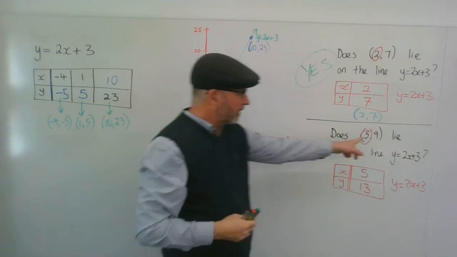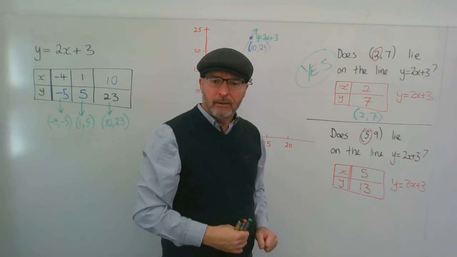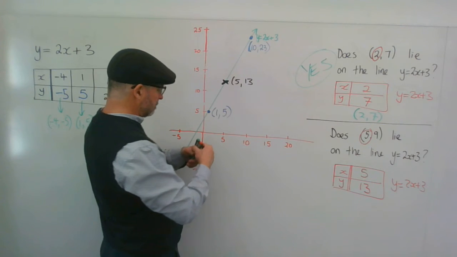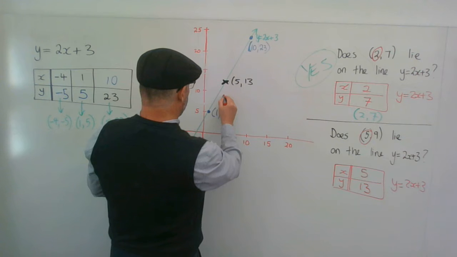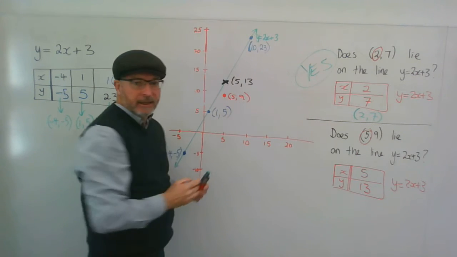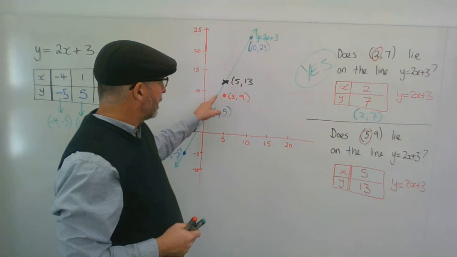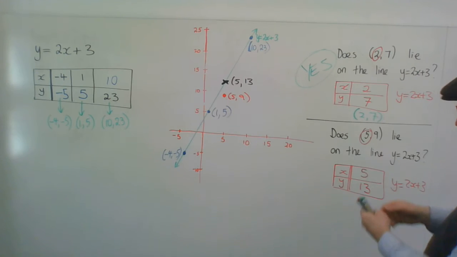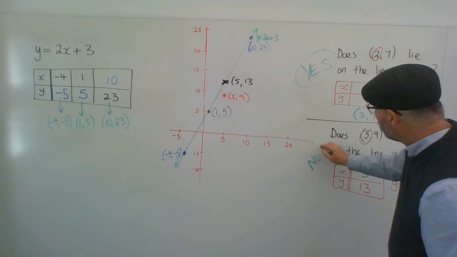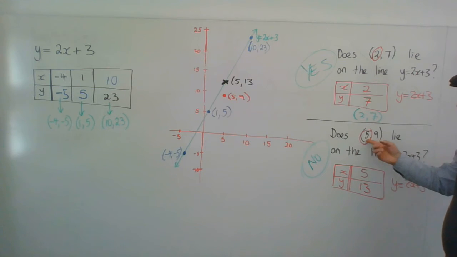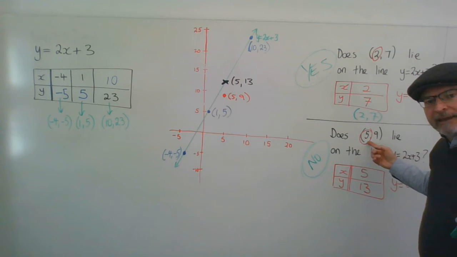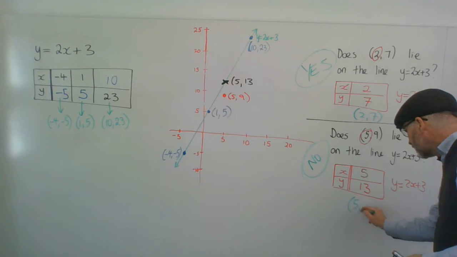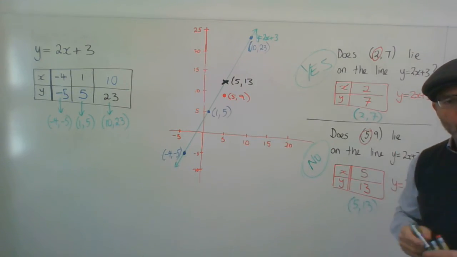5, 9 that they asked me about does not lie on the line, because when I put 5 in, I don't get 9, I get something else. 5, 9 is some point about here. Clearly, that point there does not lie on our green line, which is 2x plus 3. So the answer here is no. And I get that answer by going, what point should I get if x is 5? I should get 5, 13. So no, not 5, 9.